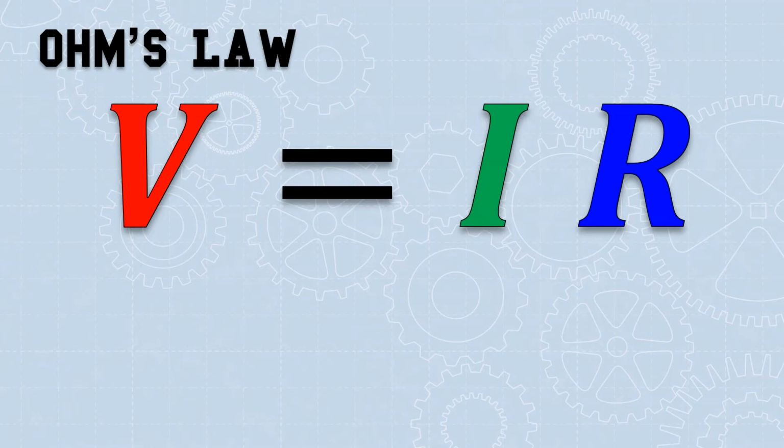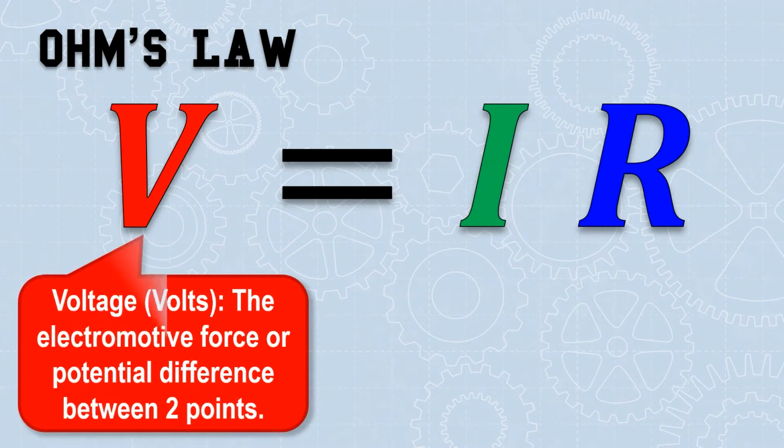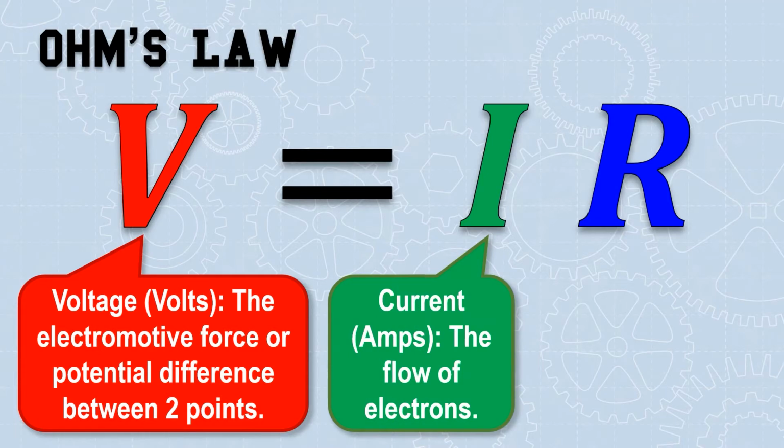We can explore the relationship between voltage, current, and resistance through Ohm's law. V is our voltage, measured in volts, the electromotive force, or the potential difference between 2 points on that circuit, is equal to I times R. I is our current, measured in amperes or amps.